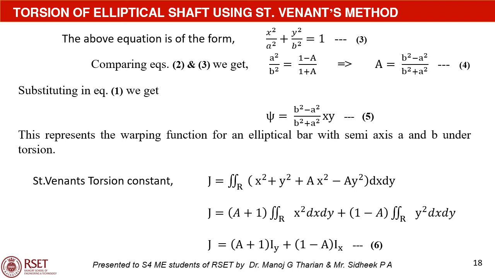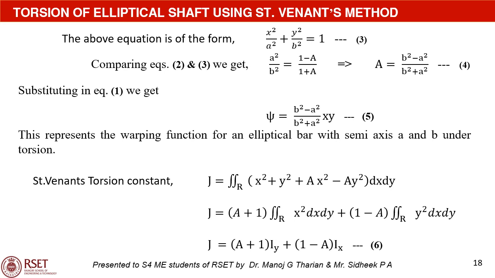Substituting in equation 1 for capital A, we get the Saint-Venant warping function psi equal to (b square minus a square) divided by (b square plus a square) into x into y. This represents the warping function for an elliptical bar with semi-axes a and b under torsion.